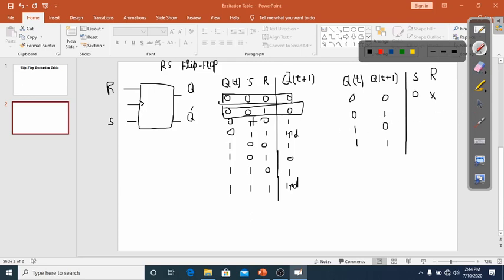Next, when present state is equal to 0 and next state is equal to 1, in this case you can see here, I'm using a red line here, present state is equal to 0 and next state is equal to 1. In this case, set is always 1 and reset is equal to 0.